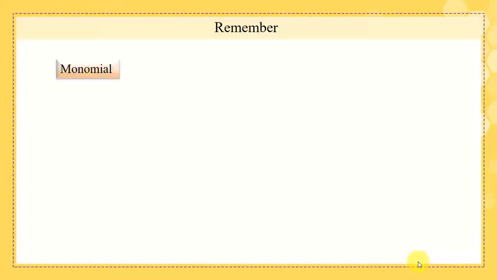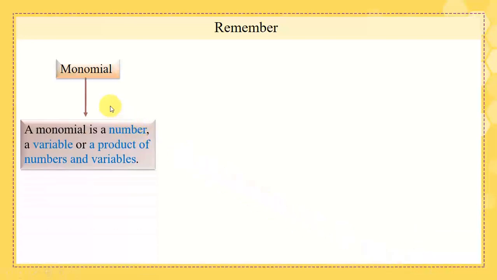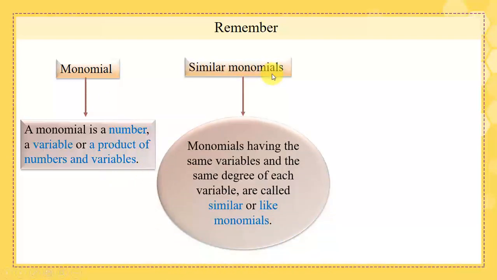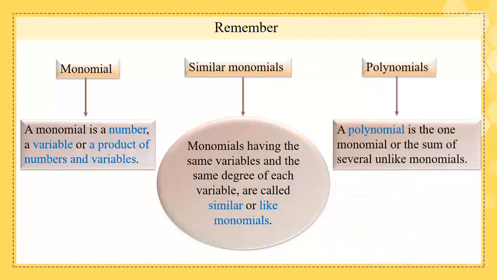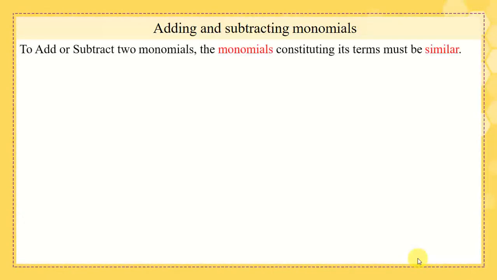Remember from the last period that a monomial is a number or a variable or a product of numbers and variables. Similar monomials have the same variables and the same degree of each variable. Polynomials. A polynomial is one monomial or the sum of several unlike monomials. Adding and subtracting monomials. To add or subtract monomials, the monomials must be similar.